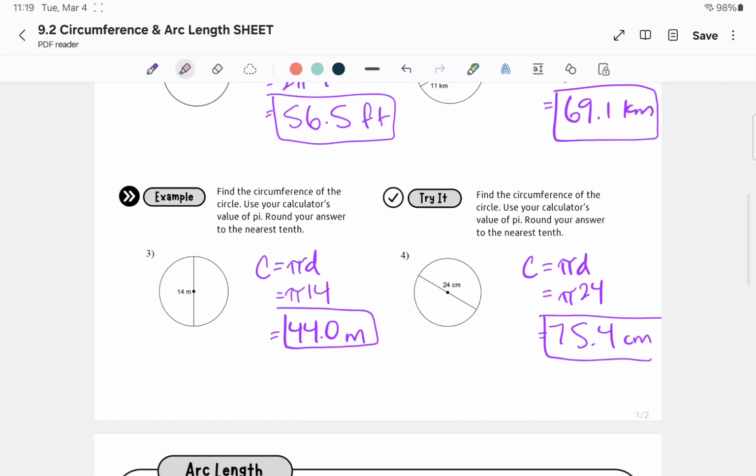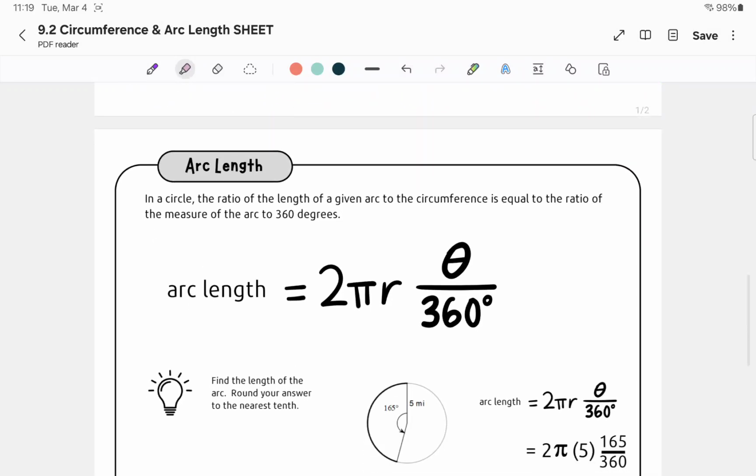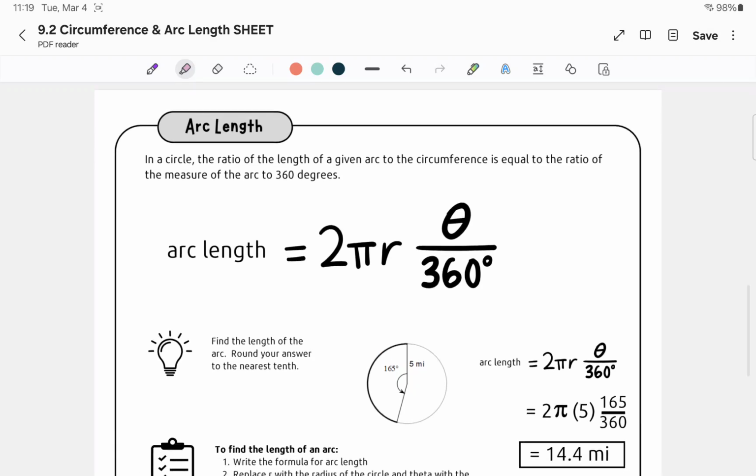And so once we have circumference down, now arc length is the same thing, except just think back to last lesson. An arc is just part of the circumference. It's like part of the edge of the circle, right? So it's another formula that we're going to be using. So let's go ahead and highlight that formula.